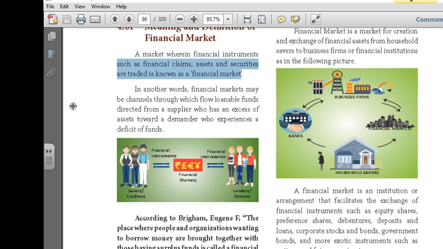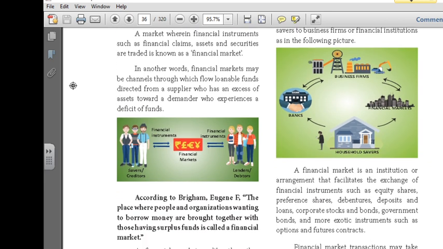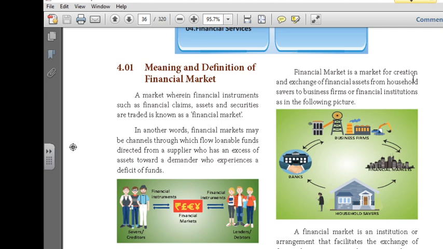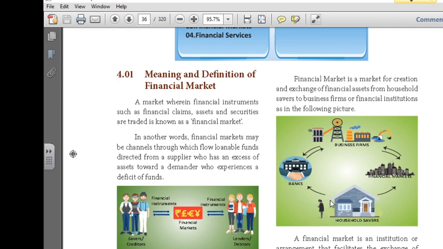And unlike other markets, it is intangible. You know the meaning of intangible, it is invisible. It basically refers to the marketplace where buyers and sellers participate in an exchange of equities, bonds, derivatives and currencies. You know, equities refers to shares, bonds, debentures, etc. And it is a market for creation and exchange of financial assets from household savers to the business firms or the financial institutions. So let us see this picture. We have business firms, again it turns into banks, household and the financial market. Again it returns to the same circle.